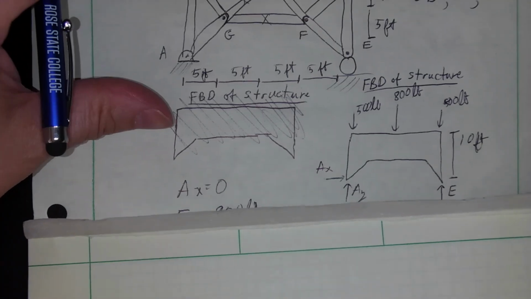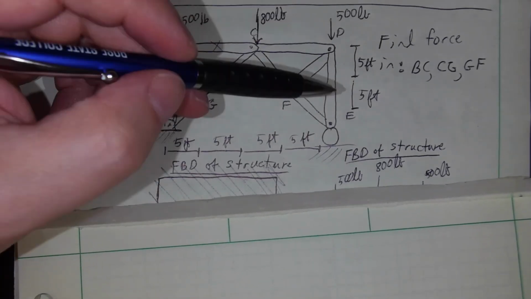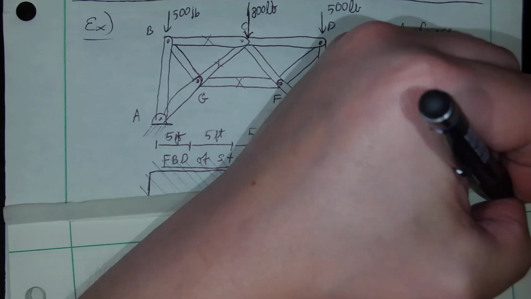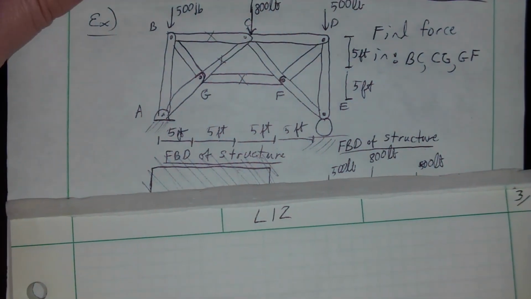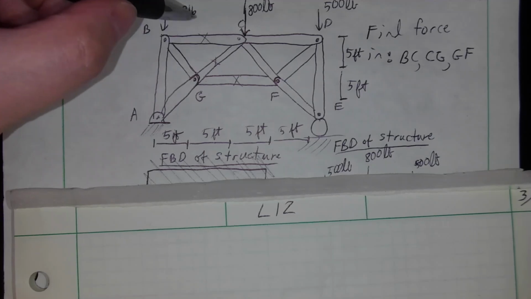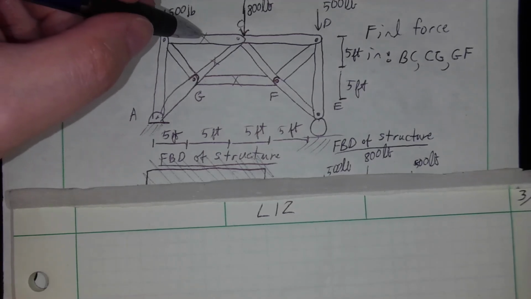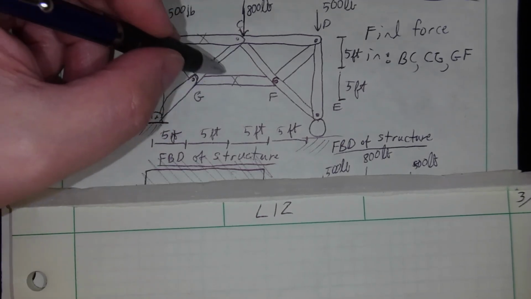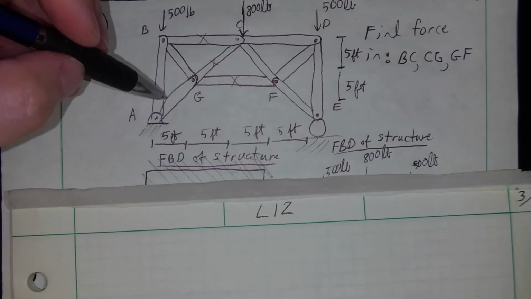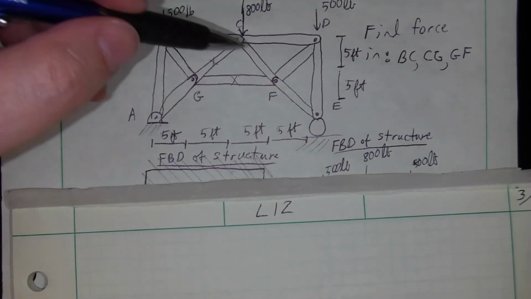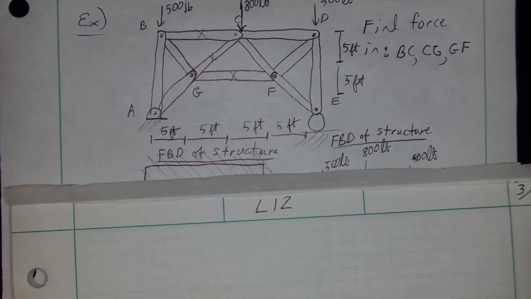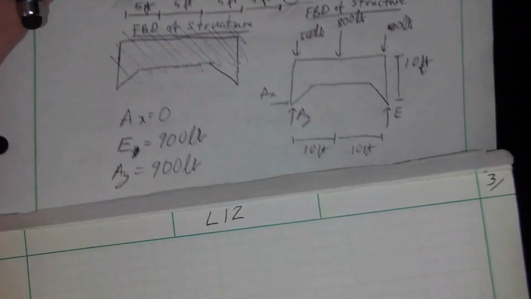Now, what are we looking for? Well, I'm looking for the force in these three members specifically. So what I can do then is draw a cut across here. And again, if you highlighted which members you need, it makes it real easy to see, oh, I need to draw a cut right through here. Then I can draw a free body diagram of this side, or I can draw a free body diagram of that side, whichever one you want. There's no right or wrong necessarily.